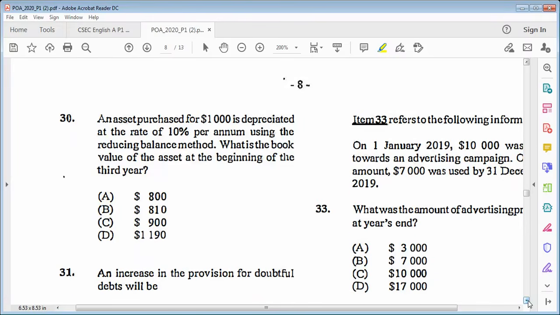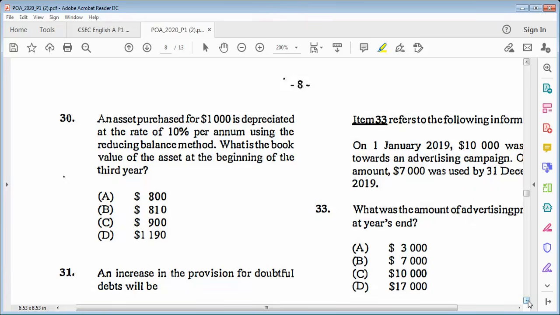It says, an asset purchased for $1,000 is depreciated at the rate of 10% per annum using the reducing balance method. What is the book value of the asset at the beginning of the third year? A, $800, B, $810, C, $900, D, $1,110.